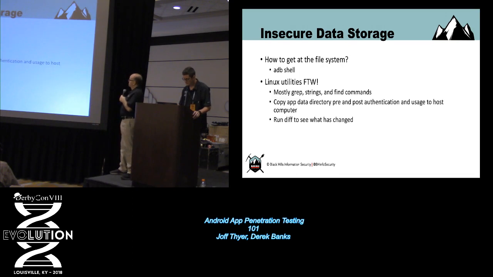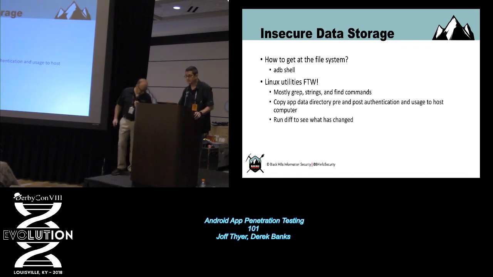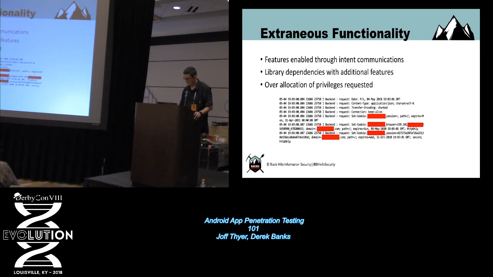So some of the things you should look for are basically lack of encryption and sensitive data that's being stored. Usually that's credential type stuff. And so how do you get at that? Well, ADB shell, Joff mentioned that earlier, and then just Linux utilities. I really like grep with some arguments, and the diff trick, that's pretty neat. So at that point, you're just exploring the data directories.